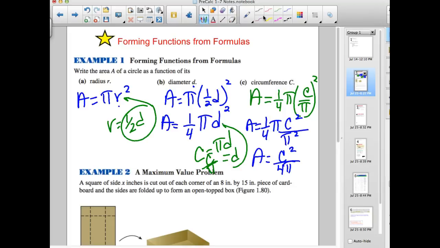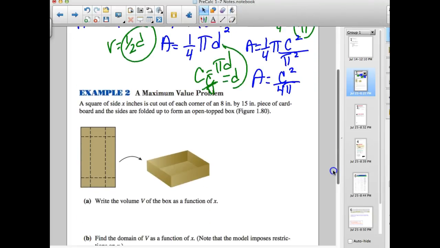All right, so what we've done is we've taken that basic area formula and we've written it in terms of several different variables, in terms of radius, in terms of diameter, in terms of circumference. Okay, so if you were given the circumference of a circle, you could easily calculate the area by plugging it into this last formula, instead of having to find diameter or radius and then calculate area. Okay. Questions on that first one?